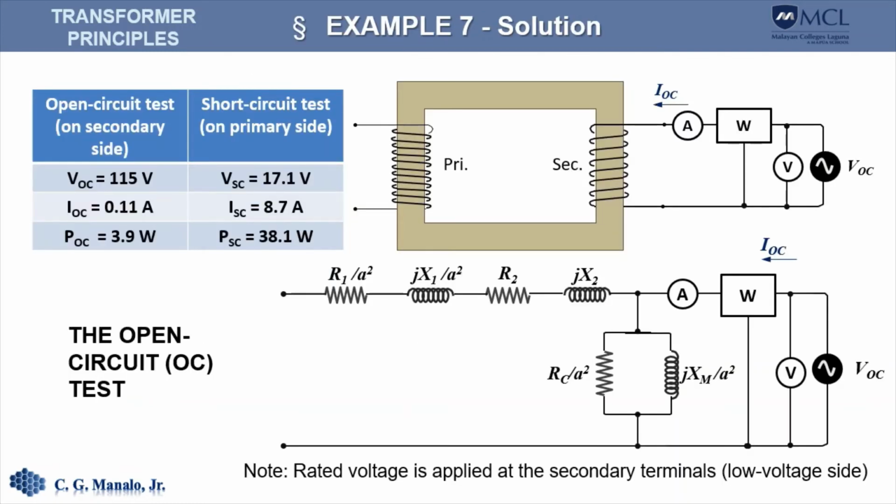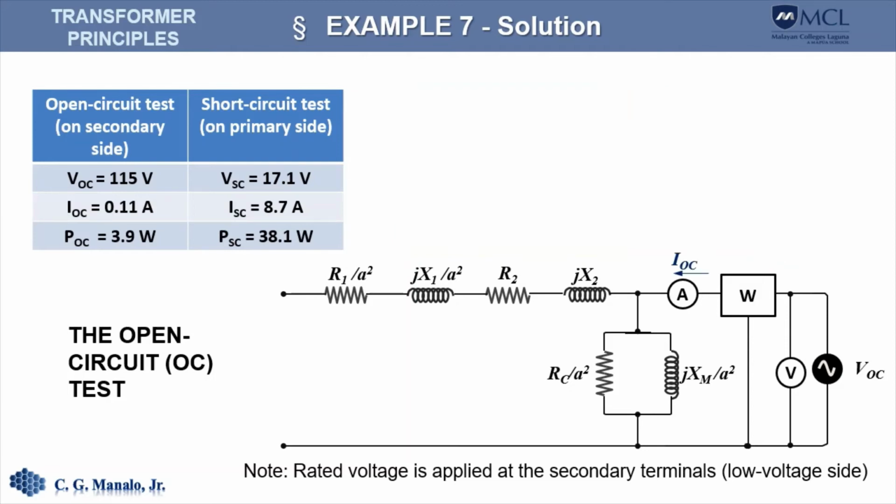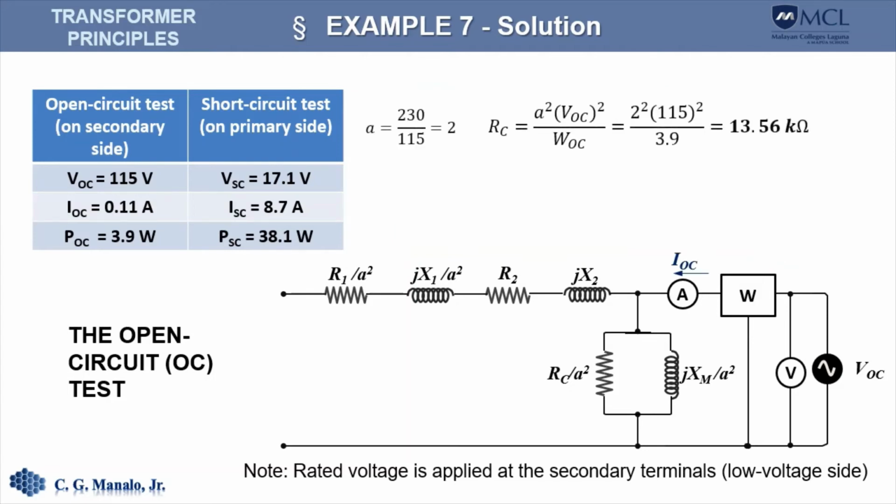So here is the setup for the open circuit test. We apply voltage at the primary side, and since this is exactly the setup that was used to derive the formula, we simply copy that formula to solve for R sub C and X sub M. So here is the formula. We have a equal to 2, and this is the formula, and that will give us that value for R sub C.